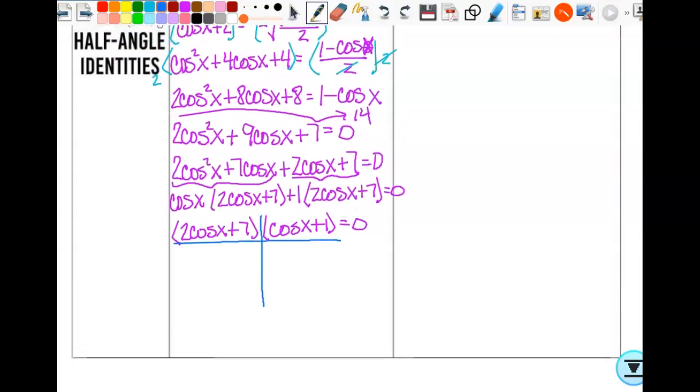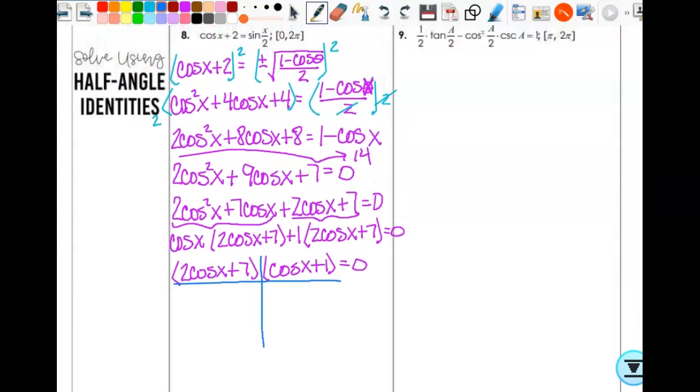Solve this. Let's see. I forgot to put a little star up here. We squared both sides, so we're going to have to check for extraneous solutions, right? I'll star to remind myself. And I'm going from 0 to 2 pi, so I'm using the whole circle here.